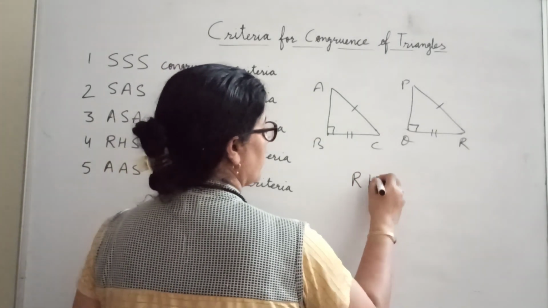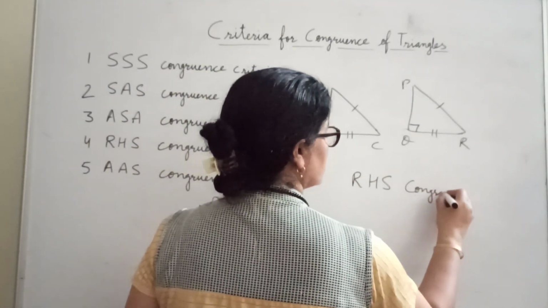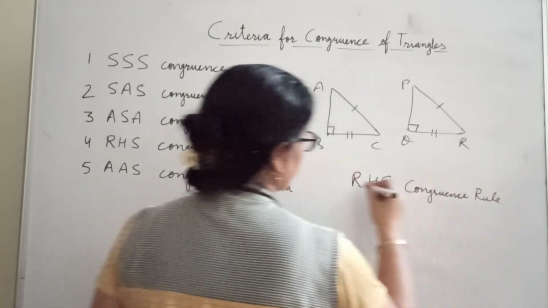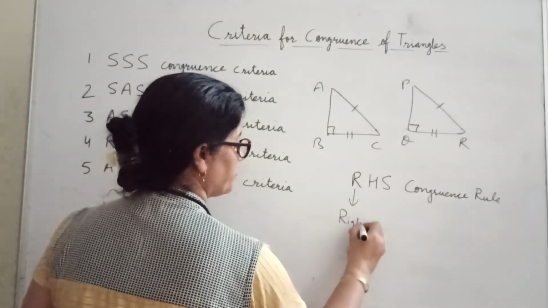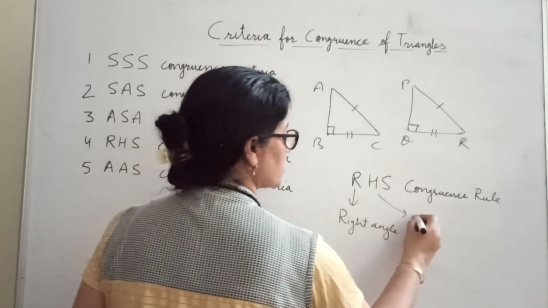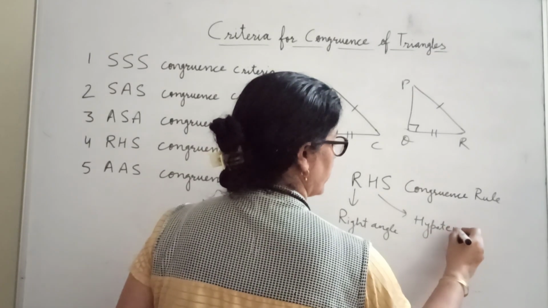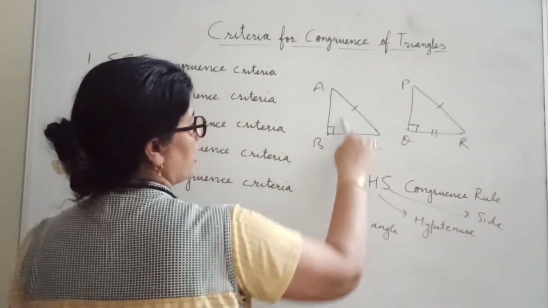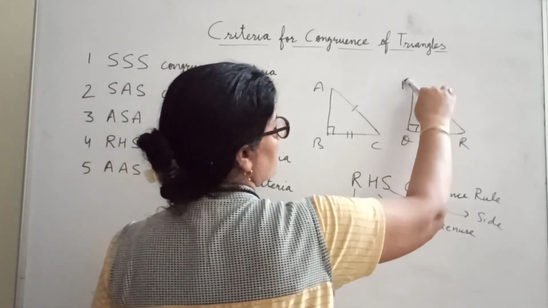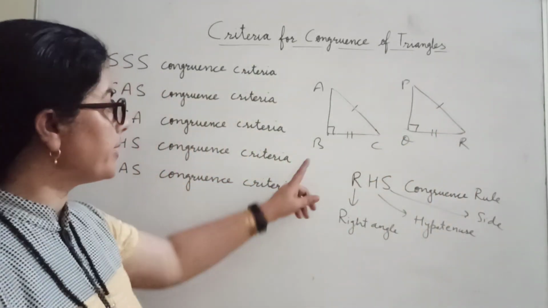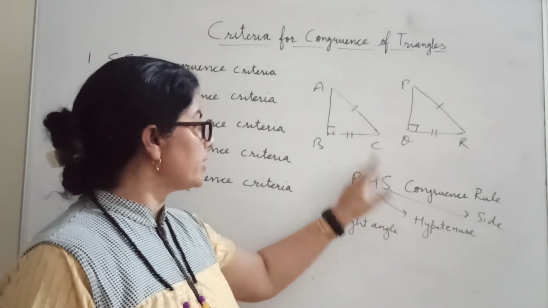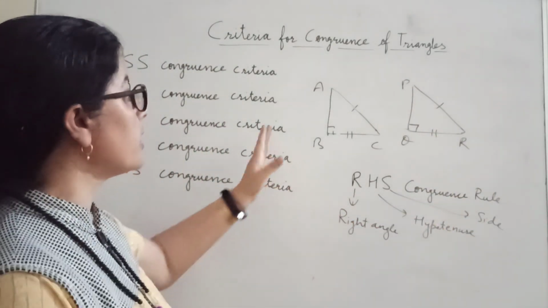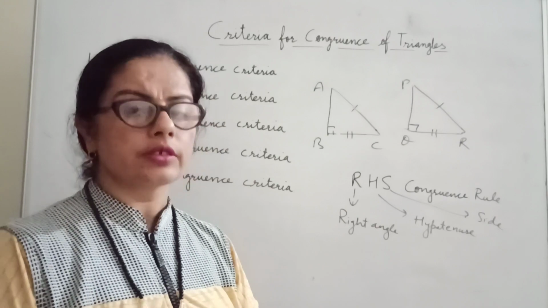See, what is the condition here? RHS congruence rule. What is the meaning of RHS? R means right angle, H means hypotenuse, and S means side. Right angle, hypotenuse, side. So if the right angle, hypotenuse and side of one triangle are equal to the right angle, hypotenuse and side of another triangle, then we will say the triangles are congruent by RHS congruence rule.